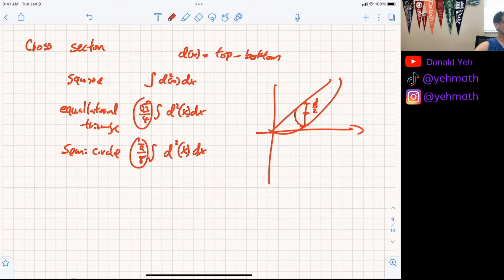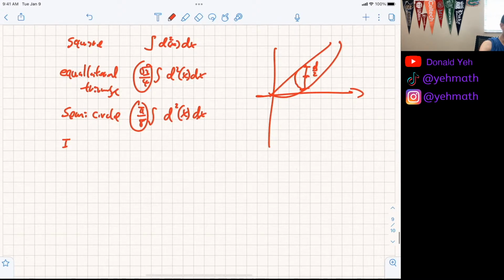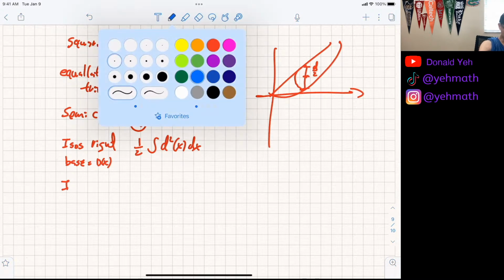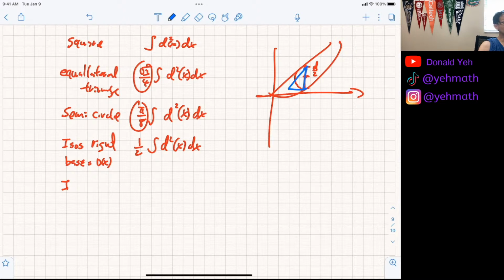All right, so semicircle. There are some other shapes. Sometimes they might ask you about an isosceles right triangle. If you think about it, it's half of a square, so it'll be d squared of x, but that's only if the base is equal to d of x. The base is the leg, so it's 1/2 of a square. Therefore it's 1/2 in the front.